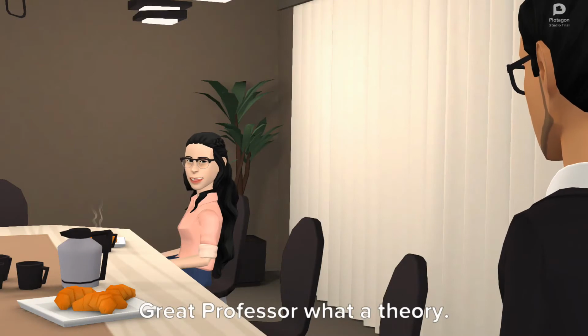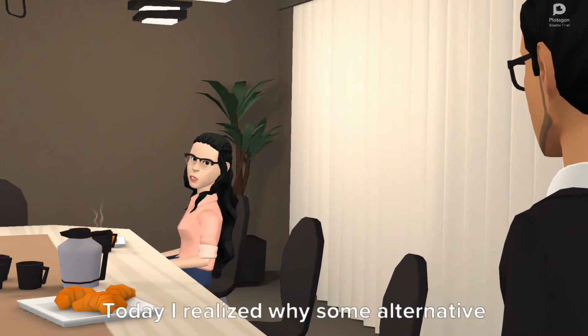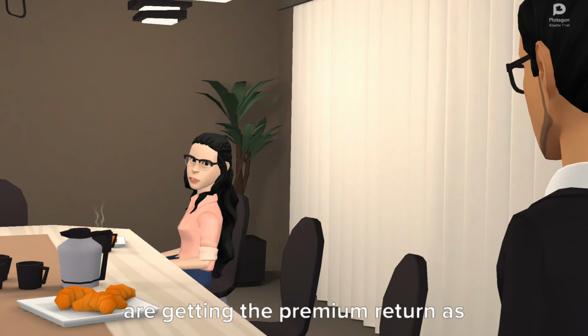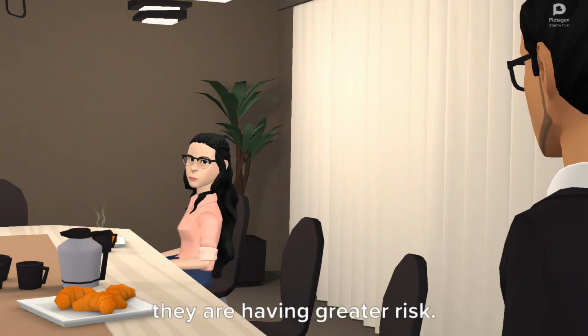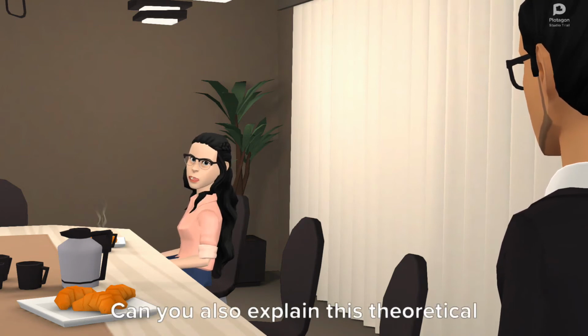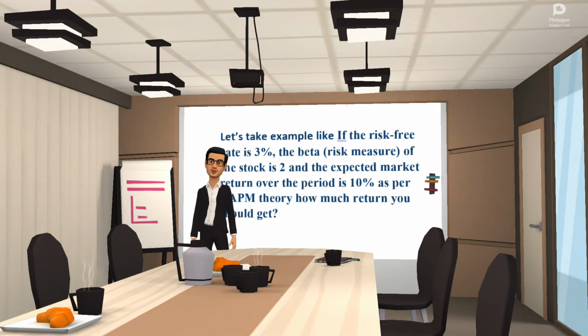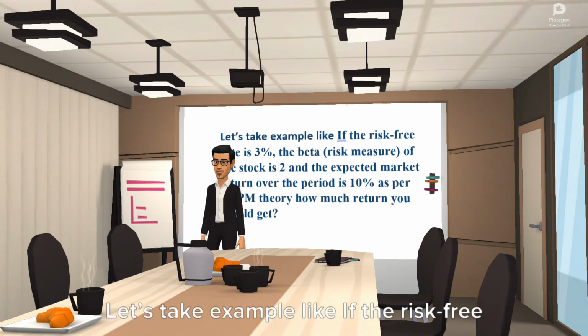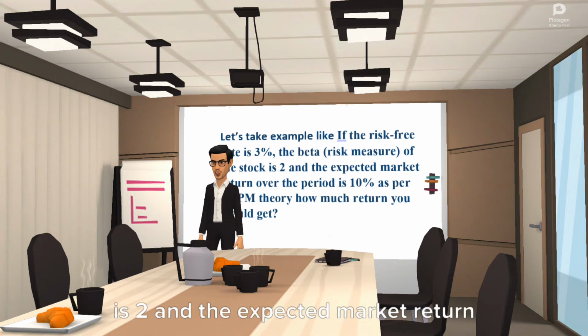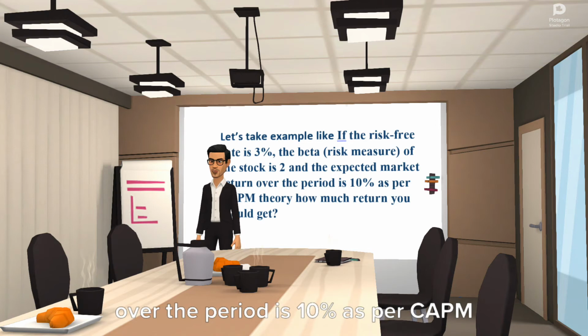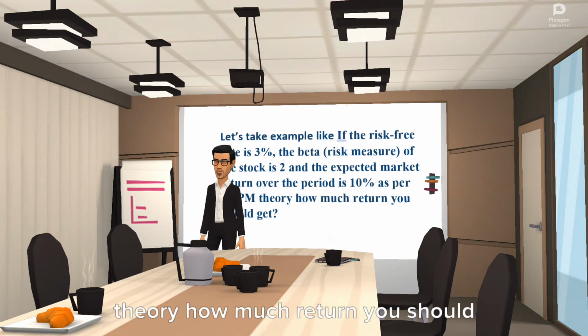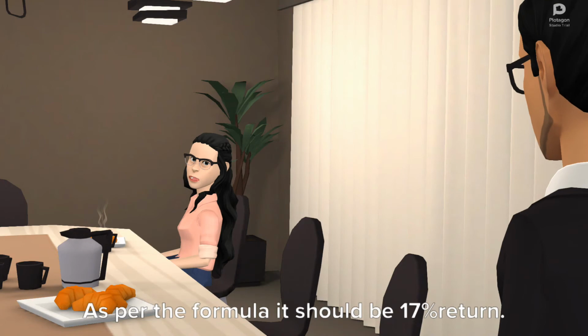Great, Professor, what a theory. Today I realized why some alternatives are getting the premium return: they have greater risk. Can you also explain this theoretical model by calculation? Let's take an example. If the risk-free rate is 3%, the beta of the stock is 2, and the expected market return over the period is 10%, as per CAPM theory, how much return should you get? As per the formula, it should be 17% return.